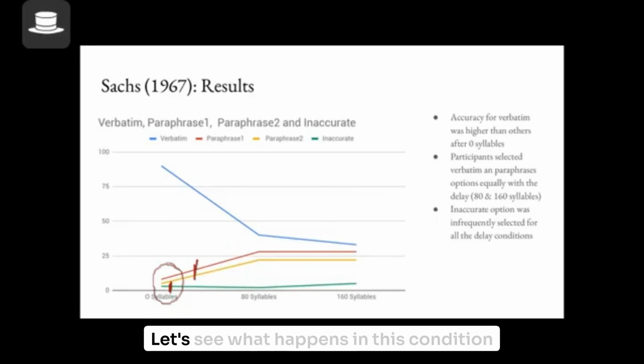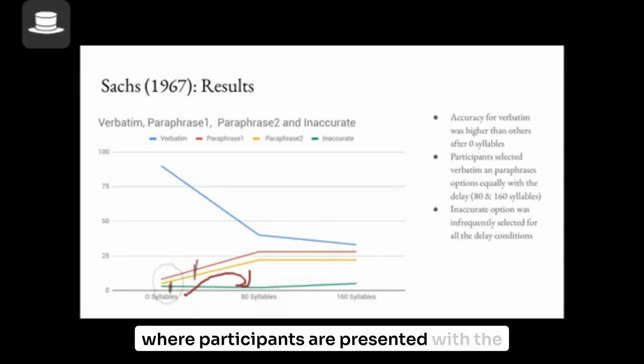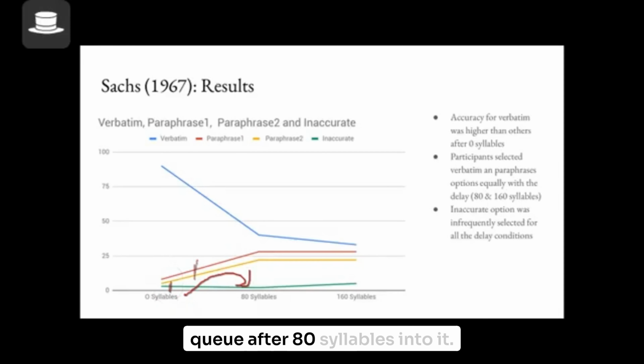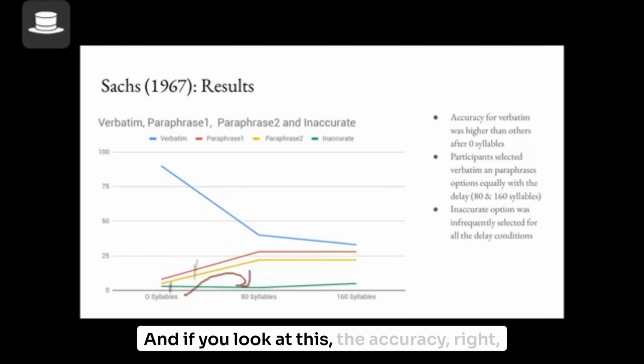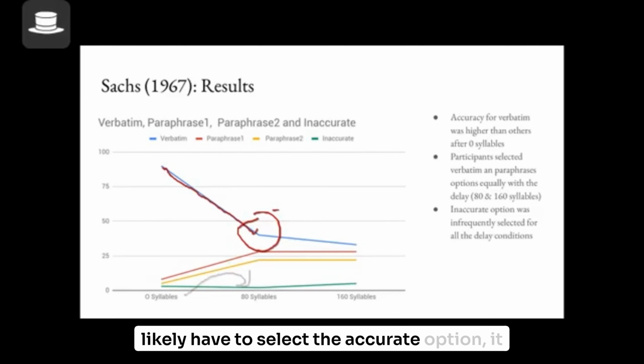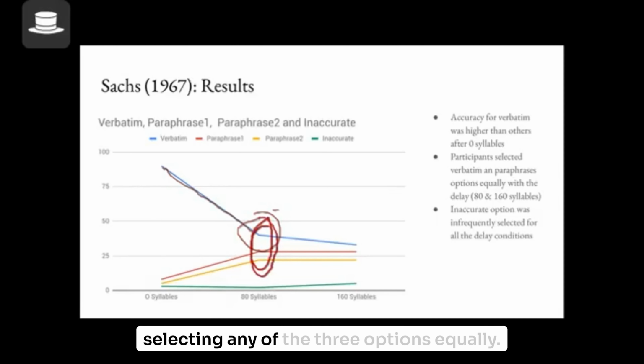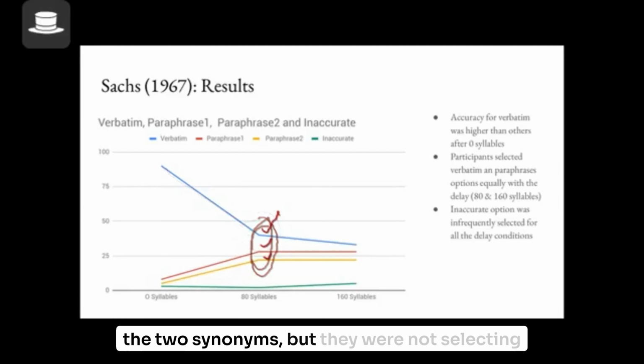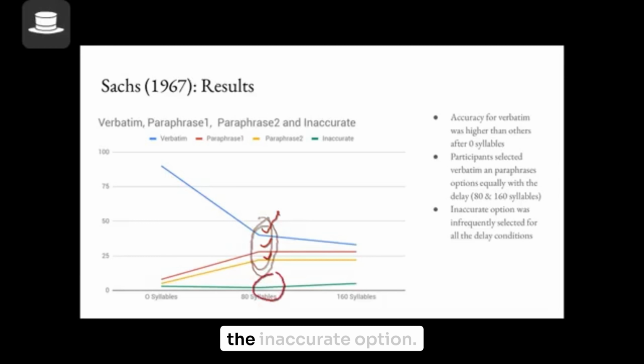And as you can see, there were few instances where participants selected either a paraphrase of either kind or an inaccurate option. Let's see what happens in the condition where participants were presented with the cue after 80 syllables. Participants' likelihood to select the accurate option immediately drops. They're kind of selecting any of the 3 options equally, option A, B, and C, the exact verbatim versus the 2 synonyms, but they were not selecting the inaccurate option.